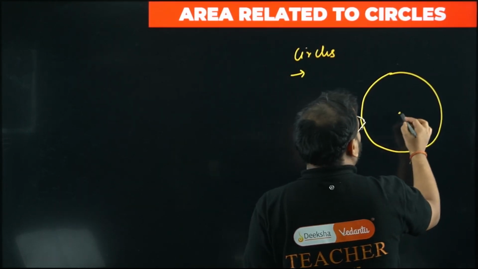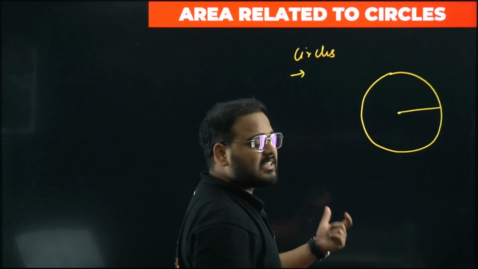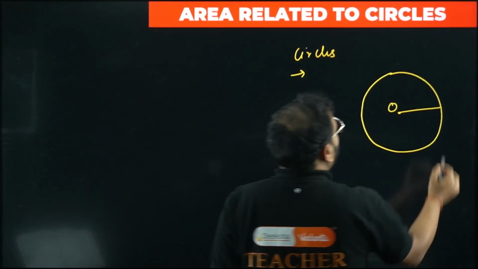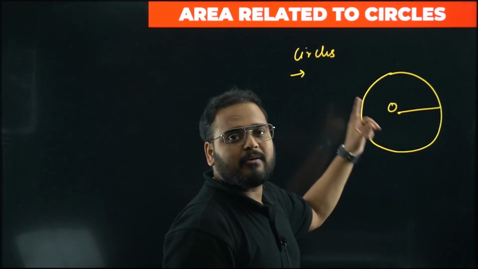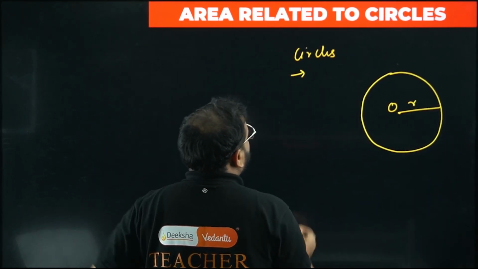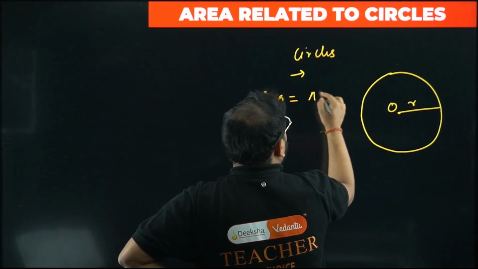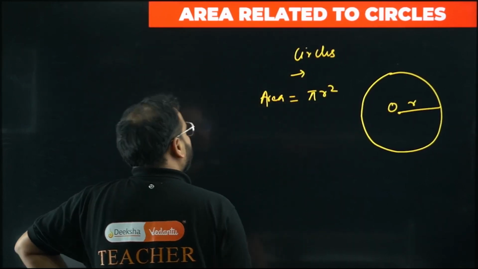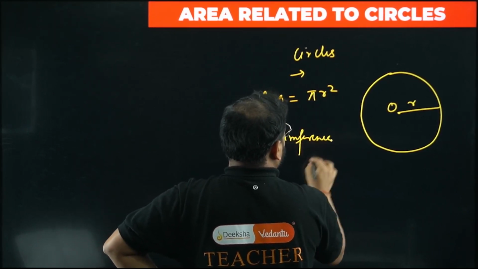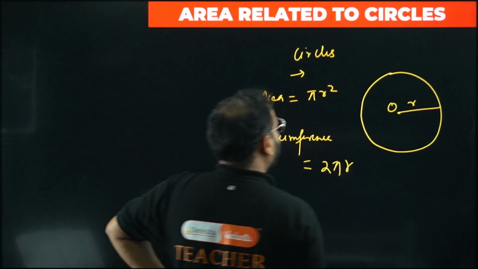Okay, and how do you define it? The locus of a point which is always at a fixed distance from a fixed point. The fixed point is called the center, and the boundary is called the circumference. And this is called the radius r. Okay, so for a circle we have area as simply, all of you know this formula, pi r square, and the circumference as simply 2 pi r.